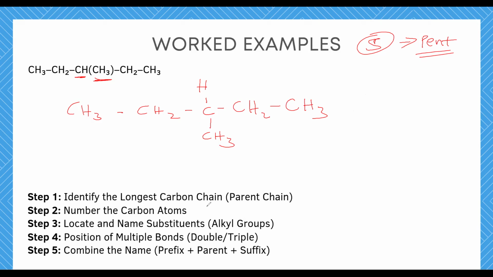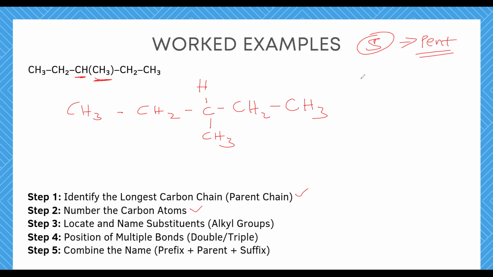So let's keep that aside. Next thing to do is to number the carbon atoms. We number the carbon atoms in such a way that the one having the substituent will get the lowest number possible. If we count from left to right, this carbon atom over here carries a substituent. So if we count from left to right, we have one, two, three, four, five. The substituent will be positioned on carbon number three. But if we count from right to left, we have one, two, three, four, five. The substituent will still be positioned on carbon number three. So whichever way we count, either left to right or right to left, it is still perfectly fine.